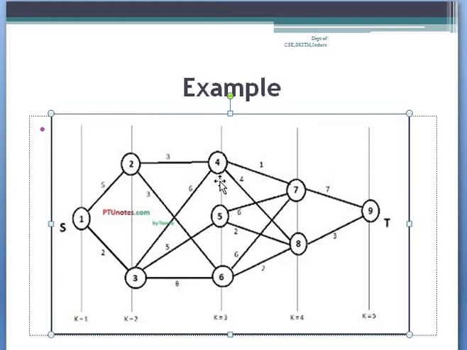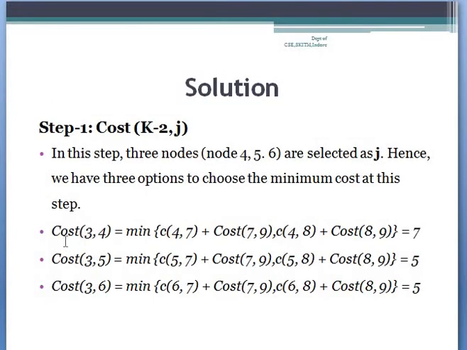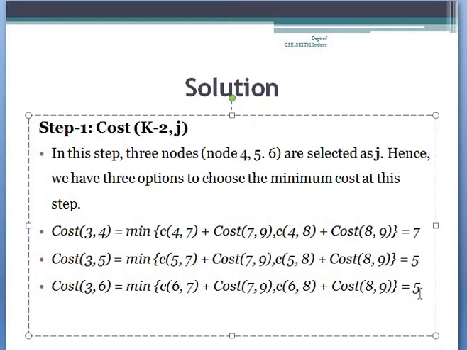So from 3, we have 3 options. Here, in order to determine in the multi-stage graph, we can use the directed graph or undirected graph, any of the graph. So from 3 to 4, 3 to 5 and 3 to 6. We are finding the cost of 3 to 4, 3 to 5 and 3 to 6, and which one is minimum. It is the cost of the path, and this should be minimum. So minimum is 5 and 5, from the edge 3 to 5 and 3 to 6.